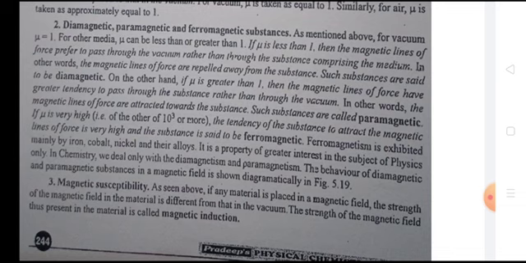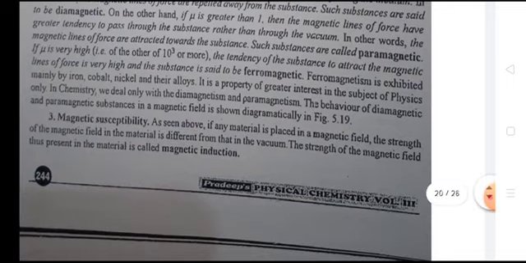So such substances are called diamagnetic. On the other hand, if mu is greater than 1, then the magnetic lines of force have a greater tendency to pass through the substance rather than the vacuum. So such substances are called paramagnetic. If the tendency of the substance to attract magnetic lines of force is very high, the substance is said to be ferromagnetic. Ferromagnetism is exhibited mainly by iron, cobalt, nickel and their alloys. It is a property of greater interest in the subject of physics.